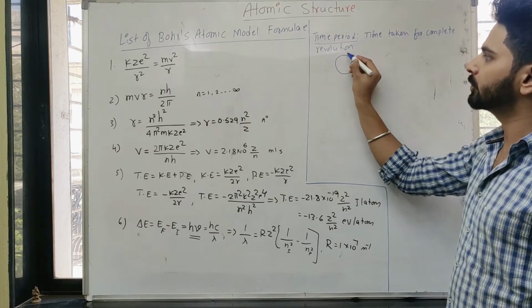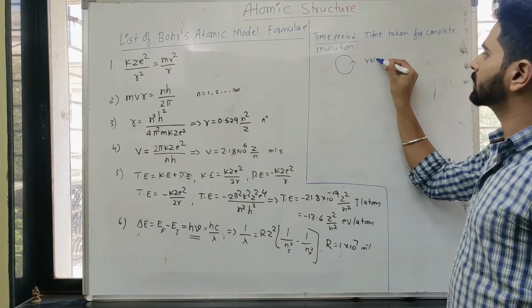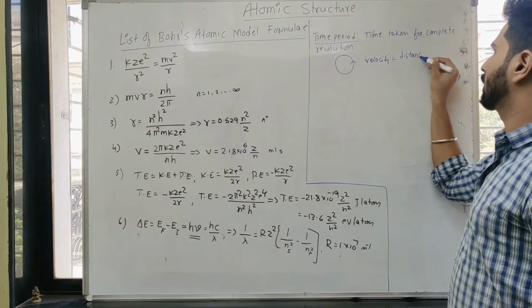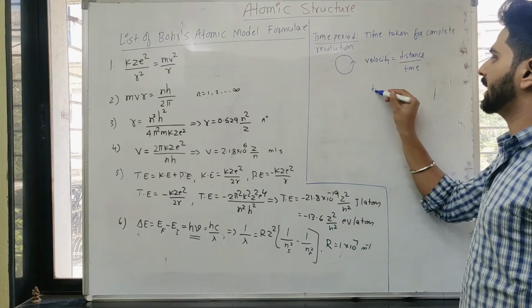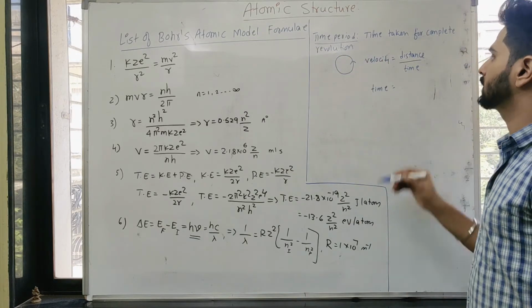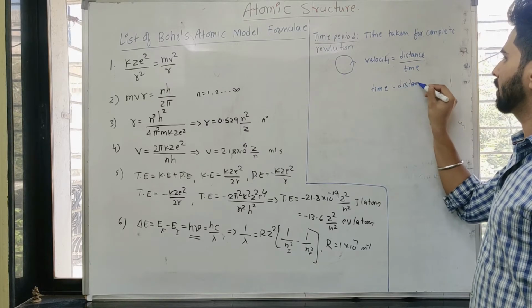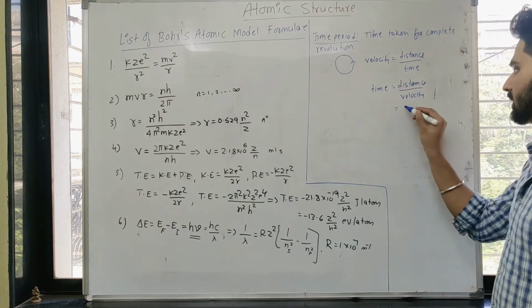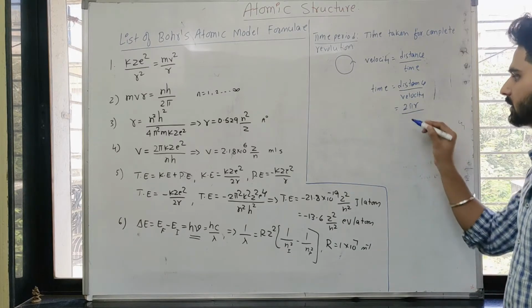Definitely electron is moving here with some velocity. So we know velocity equal to distance traveled upon time. So here we have to calculate time. So time equal to distance traveled, which is actually circular motion. So time equal to distance upon velocity. Now distance is just a circumference, that is 2πr, divided by velocity.